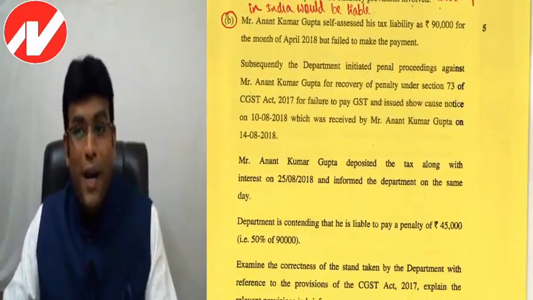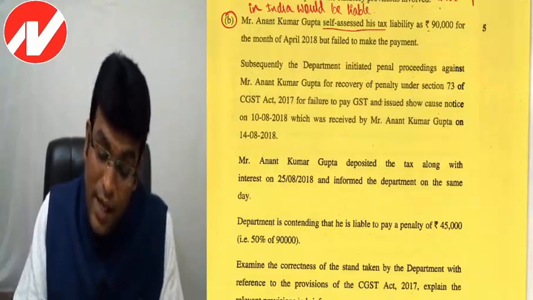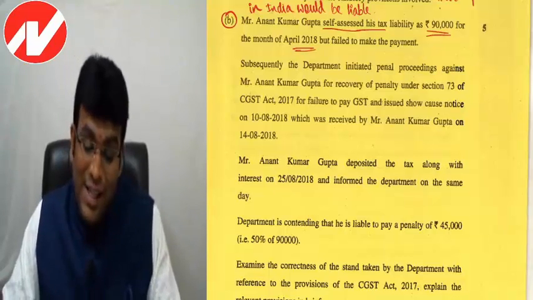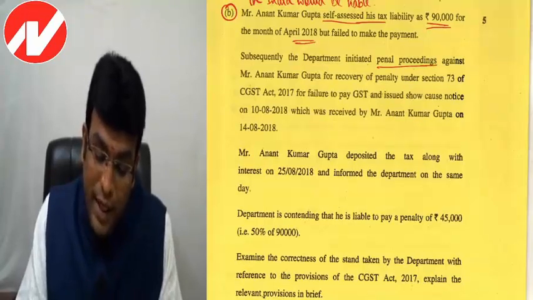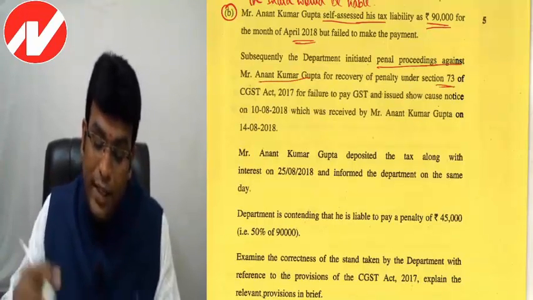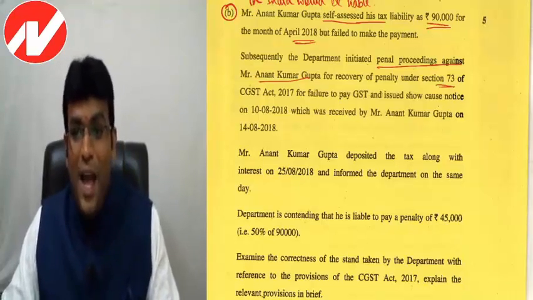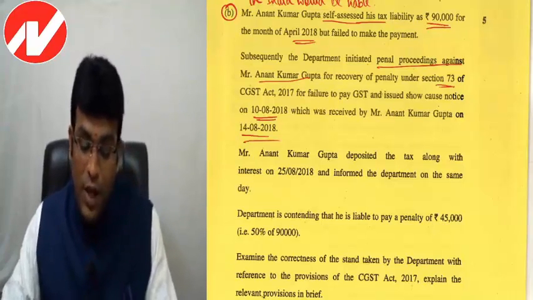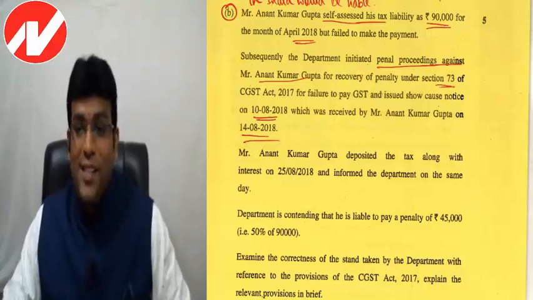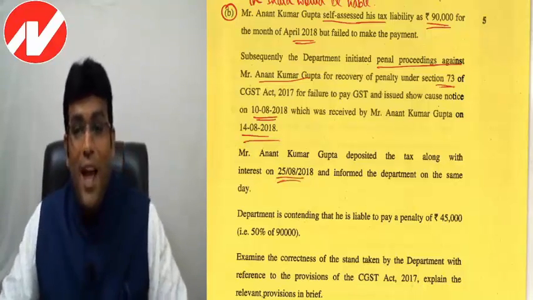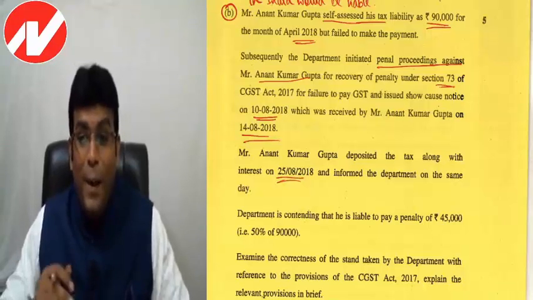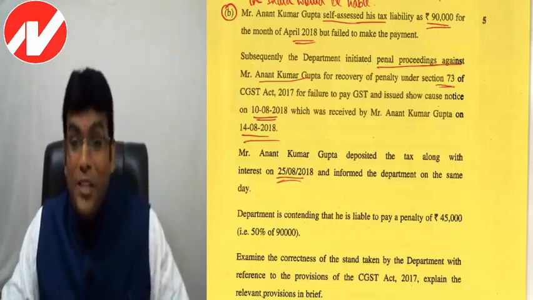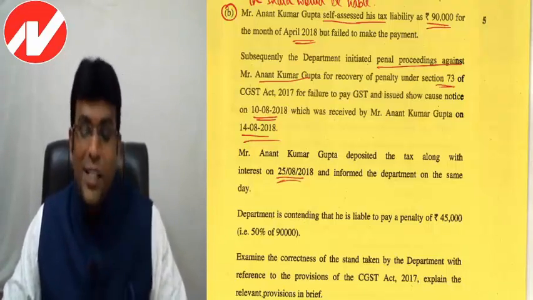Mr. Anant Kumar Gupta self-assessed his tax liability as 90,000 for the month of April, but failed to make the payment. Subsequently, the department initiated penal proceedings against Anant Kumar Gupta for recovery of penalty under Section 73 for failure to pay GST and issued a show cause notice on 10th August 2018, which was received on 14th August. Anant Kumar Gupta deposited the tax along with interest on 25th August and informed the department on the same day. The department is contending that he is liable to pay a penalty of 45,000, which is 50% of 90,000. Examine the correctness of the stand taken by the department.